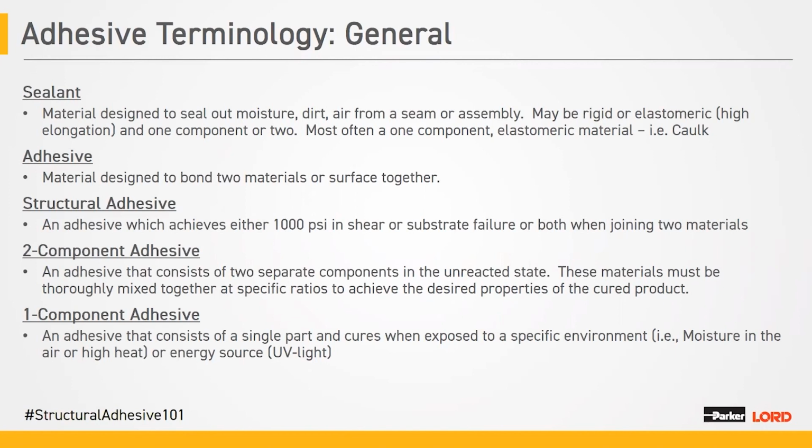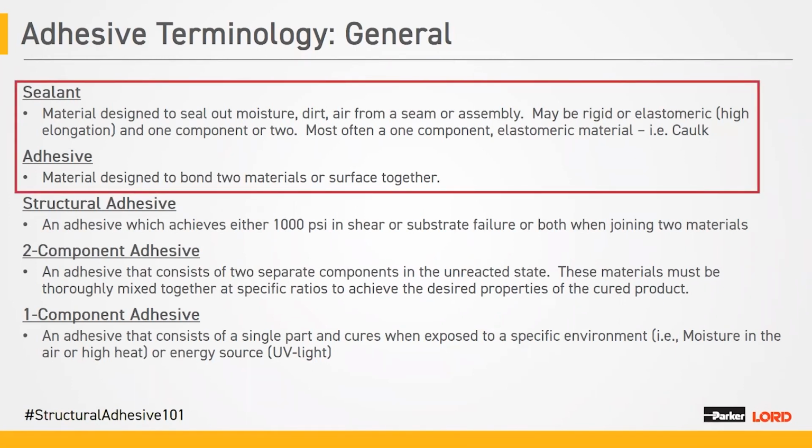So the first two topics I want to talk about is adhesives versus sealants. Adhesives are materials that are designed to bond two surfaces or two materials together. Sealant is a little bit different. This is a material that may or may not bond to the surface well, but it's designed instead to seal out moisture, air, etc. from a seam or an assembly. It can be rigid or it can be an elastomeric, so high elongation material. It can be one component or two component. Most often in the industry, you'll see a one component material that's typically elastomeric. A good example of that would be caulk.